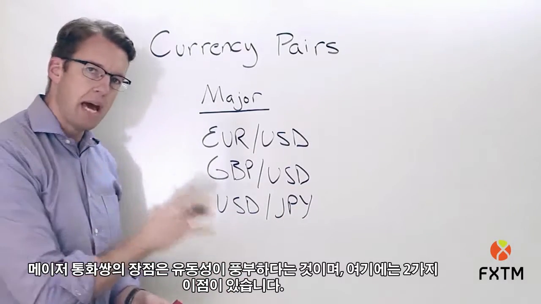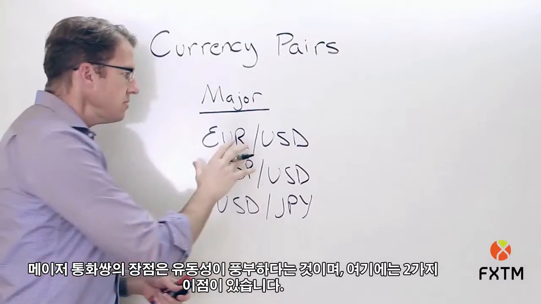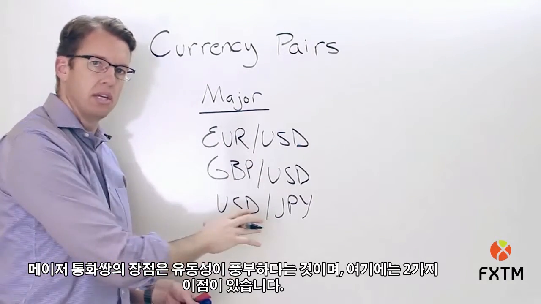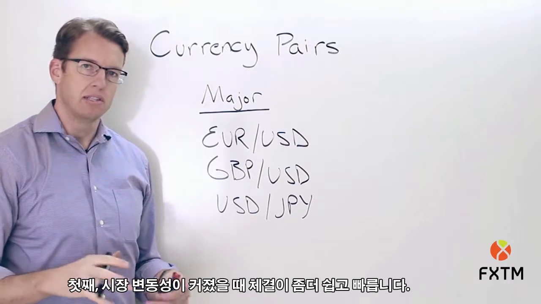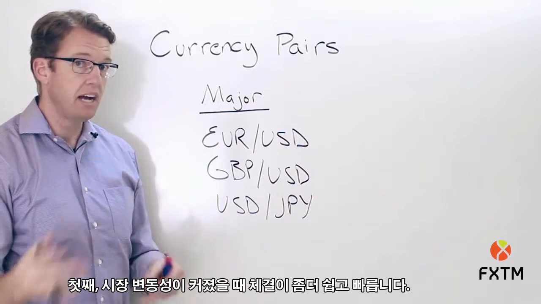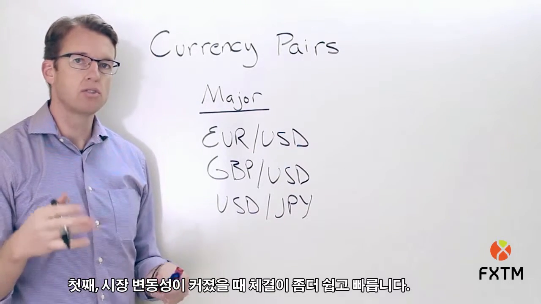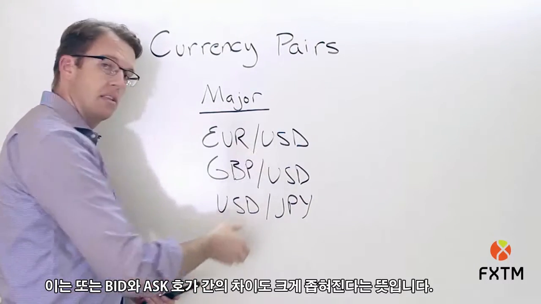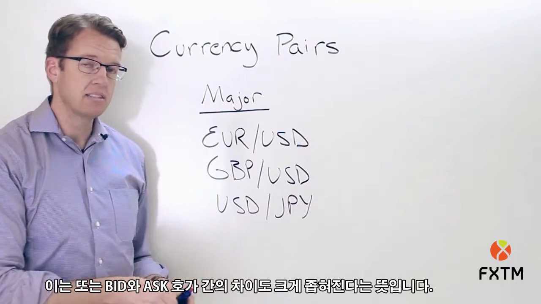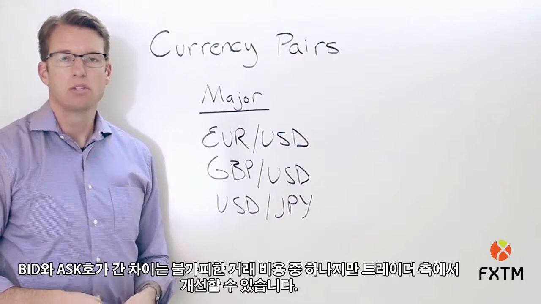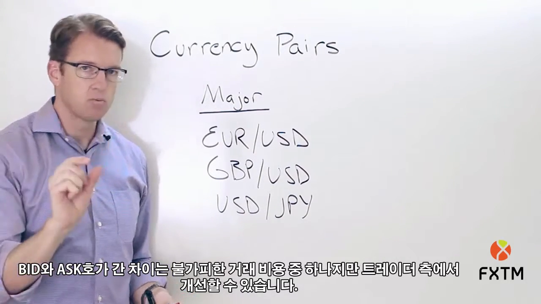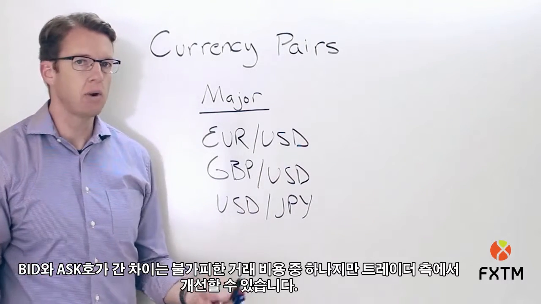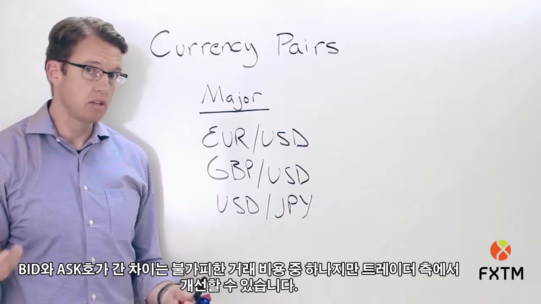And the advantage that we have here with the major pairs is that they are highly liquid. And this does two things. Number one is that it's a little easier, or faster, to get execution, especially during times when the market is a little volatile. It also means that the difference between the bid and the ask is a lot more narrow. The difference between the bid and the ask is one of those trading costs that we can't get away from, but that traders can control.